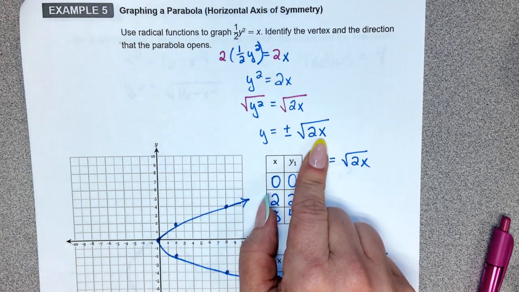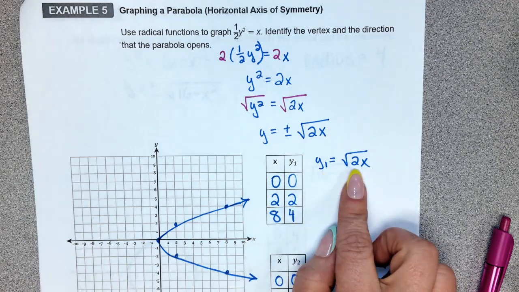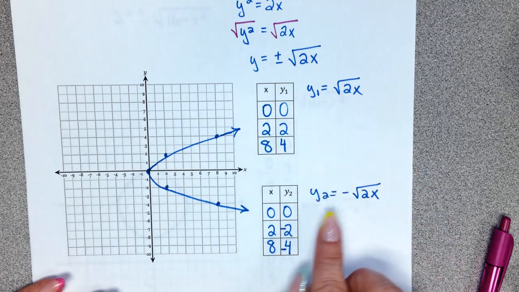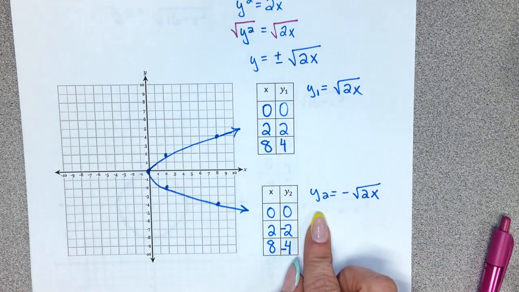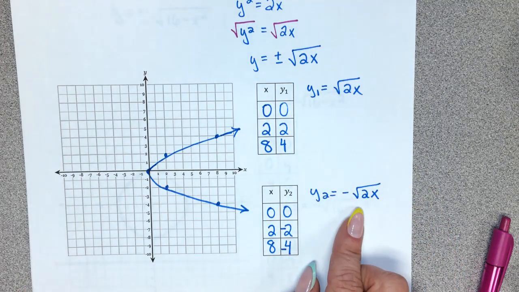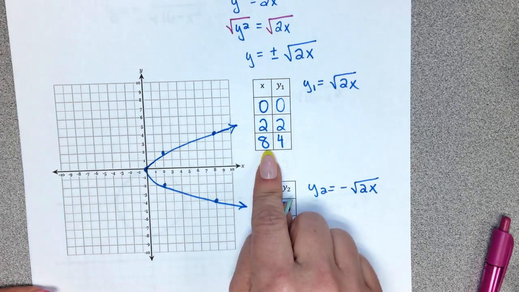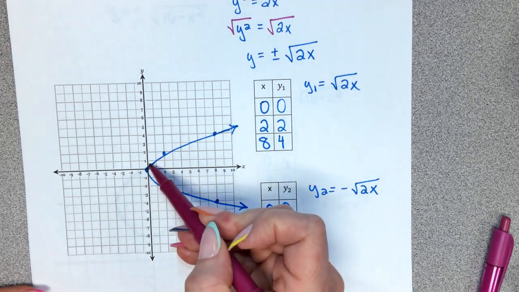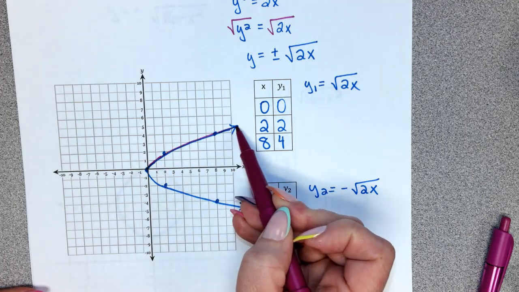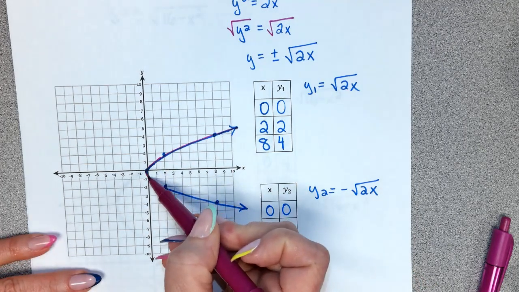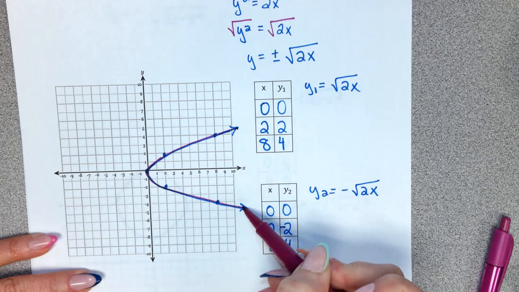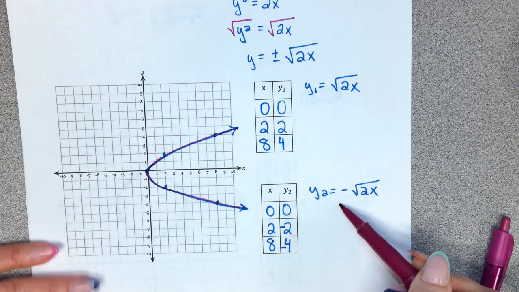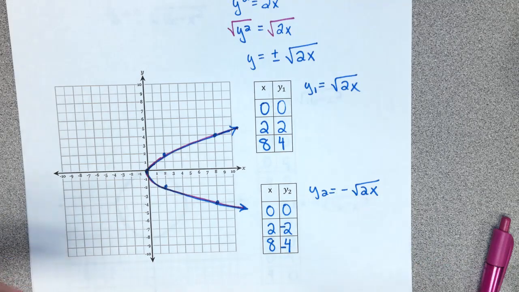So what you do is you actually have two options. Your first option, y1, is that y equals the positive square root of 2x. Your second option, y2, is that y equals the negative square root of 2x. You would make a table and then plot your points. And what's going to happen is this will be your positive option right here. And then this side will be your negative option here, reflected over the x-axis. So you can see that this is reflected over the x-axis by putting that negative in the front.